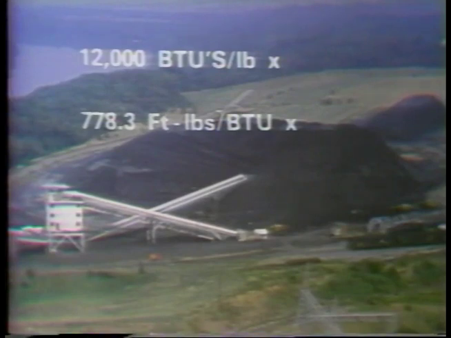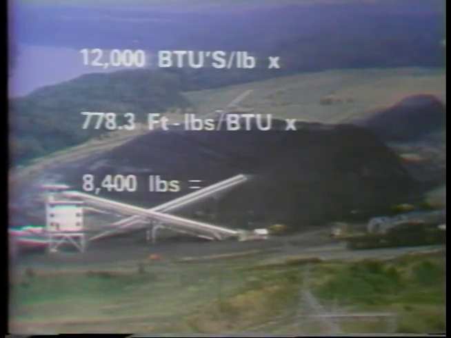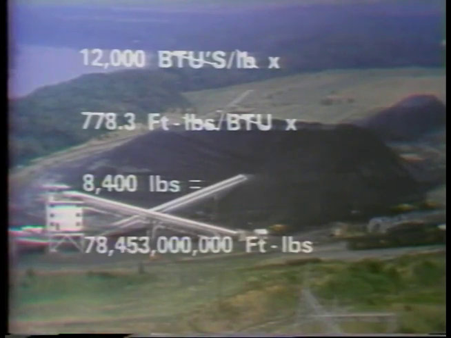778.3 foot-pounds in a BTU. And next, we multiply all of this times the amount of coal that is used, 8,400 pounds. Now, the BTUs cancel, the pounds cancel, and when we multiply everything, we end up with 78,453,000,000 foot-pounds of energy going into the boiler.